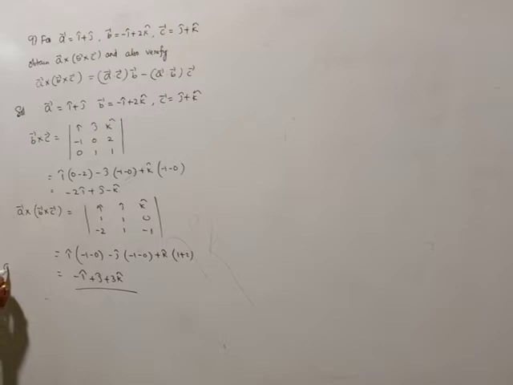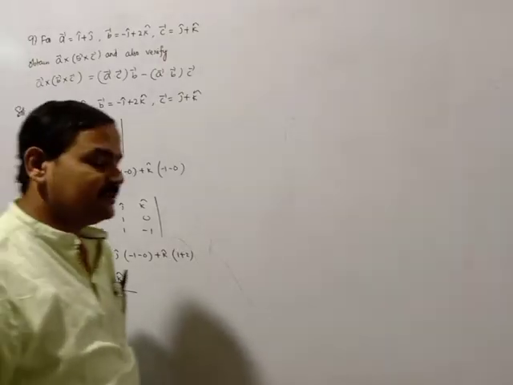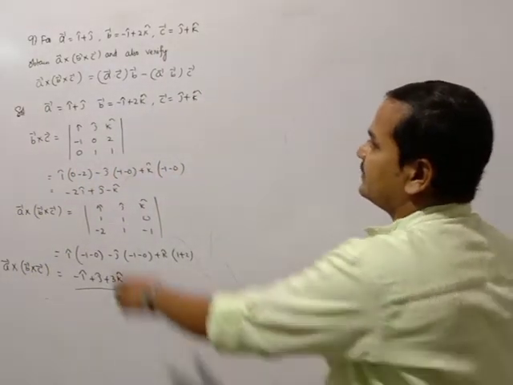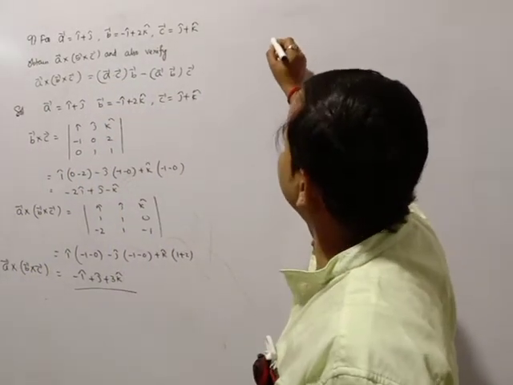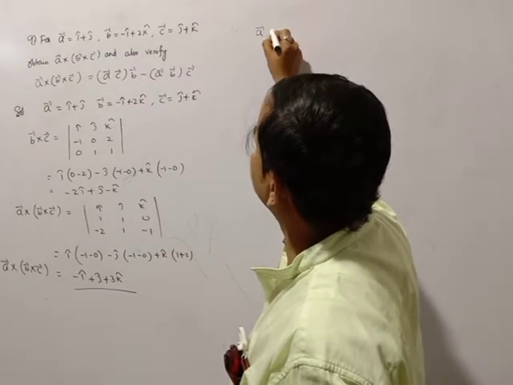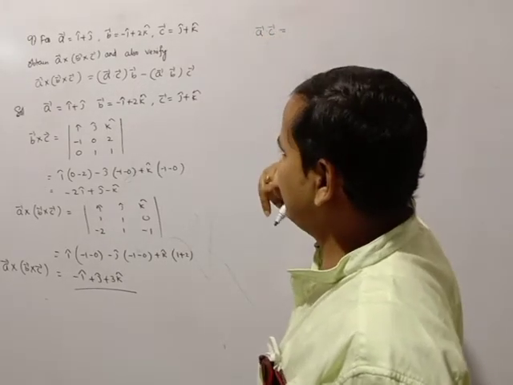What is the value of this one? A bar cross of B bar cross C bar. This is the value of this one. Now we are going to find the second one. For this purpose, you first find A bar dot C bar. What is that A bar dot C bar?